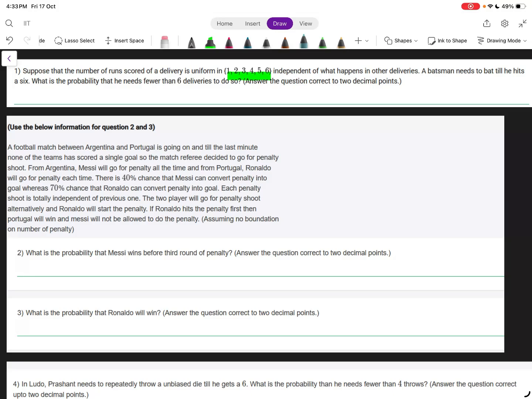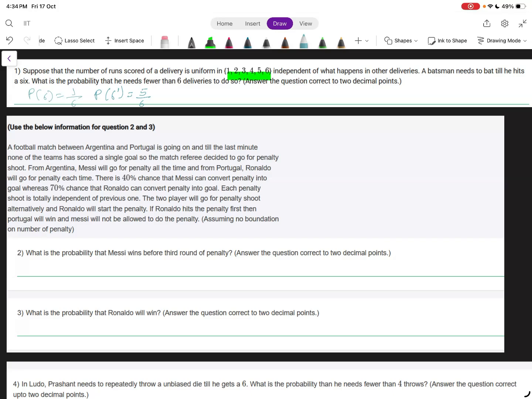Each number is equally likely. There are 6 possible outcomes, and only one is a 6. So the probability of getting a 6 is 1 over 6. The probability of not hitting a 6, P6 dash, is 1 minus 1 over 6, which is 5 over 6. Now, what does fewer than 6 deliveries mean?